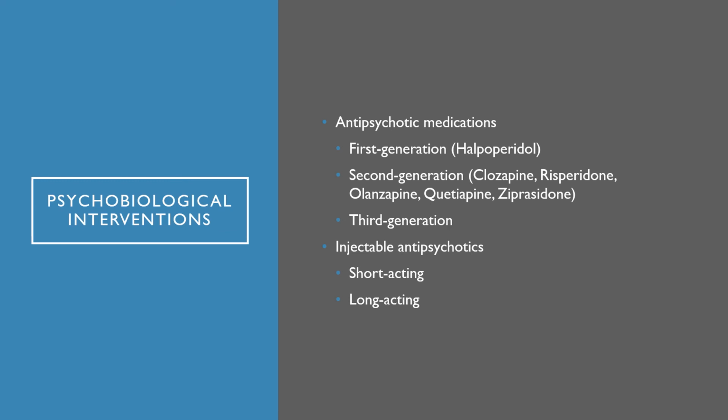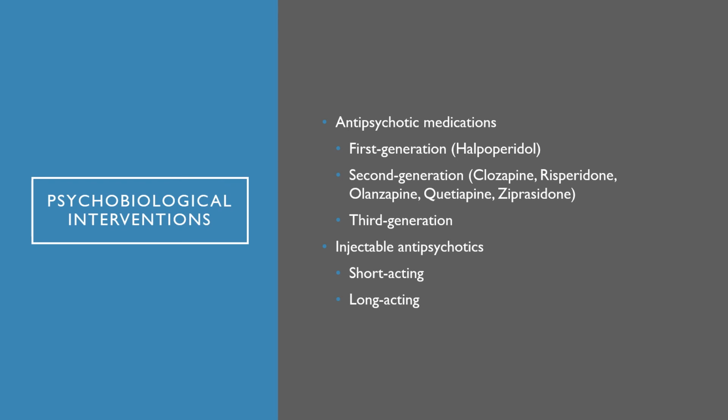Psychobiological interventions. So when we think about medications to treat schizophrenia, these are our antipsychotic medications. We can have first generation, which is haloperidol, second generation, you can see those written there, and then third generation. We also have injectable antipsychotics, and those can both be short-acting and long-acting. All antipsychotics usually take 2 to 6 weeks for the desired effect. Antipsychotics are not addictive, but they should be discontinued gradually to minimize any side effects of discontinuation syndrome.